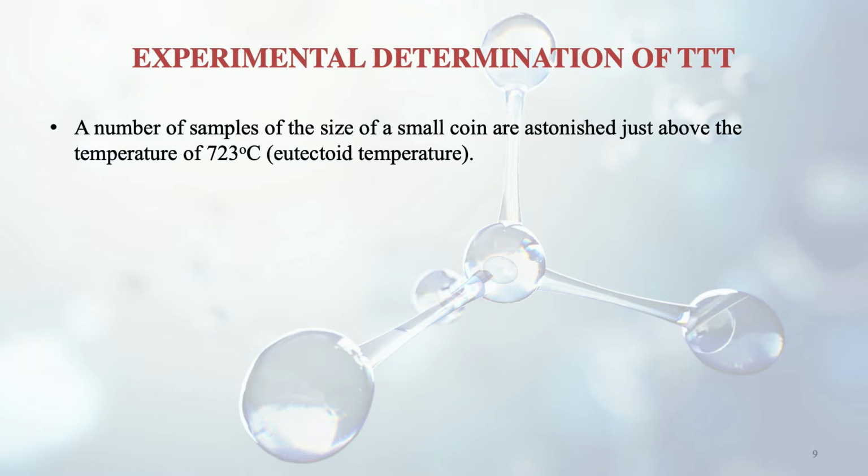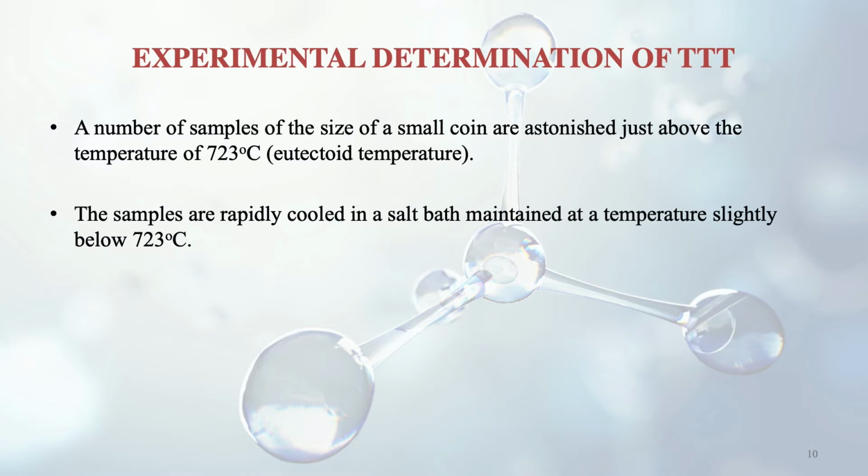Now we come to the time transformation diagram: how it is obtained, how it is experimentally determined. A number of samples of the size of small coins, like 50 paisa or 1 rupee coins, can be used, and they are austenized. Austenite is a part of that diagram, so they are austenized just above the temperature of 723 degrees centigrade. And what was that temperature? Like we discussed last time, it was the eutectoid temperature.